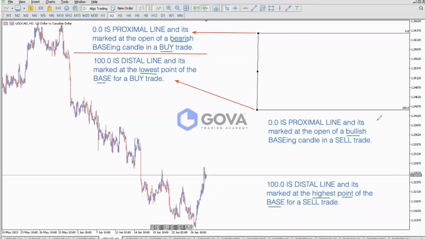But make sure that you know how to mark the proximal line and distal line, okay? Make sure you know how to mark it. Make sure you write this note down, okay?